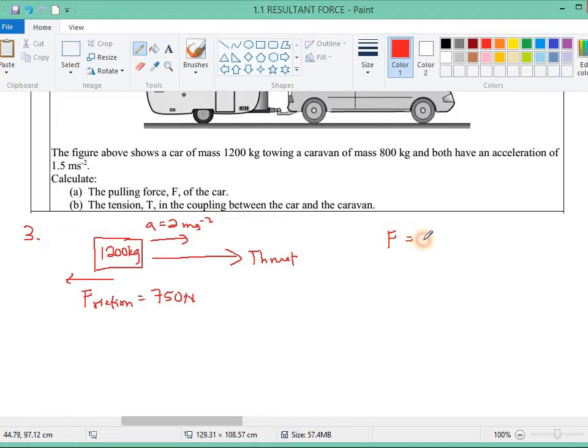Very simple, we just use F equals ma. This force will be the total of the thrust and friction. So the thrust, we just put F, plus the friction. Friction is in the opposite direction, so negative 750 newton. The mass of the car is 1,200, acceleration is 2. So we will be able to get that the thrust will be 3,150 newton.